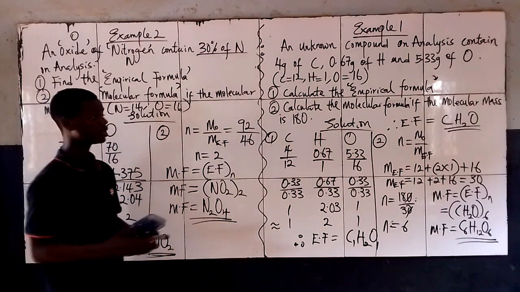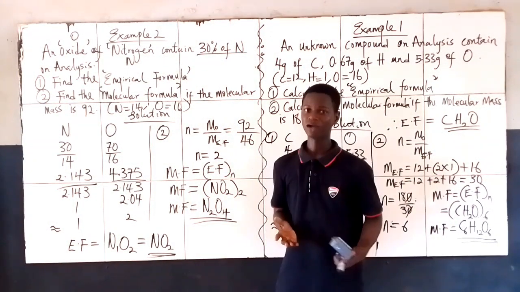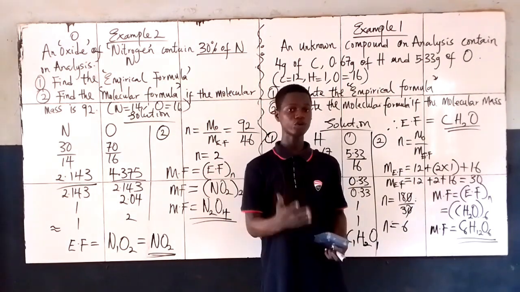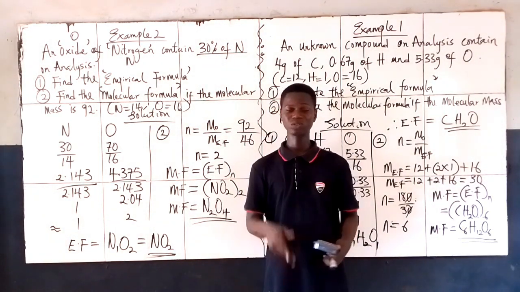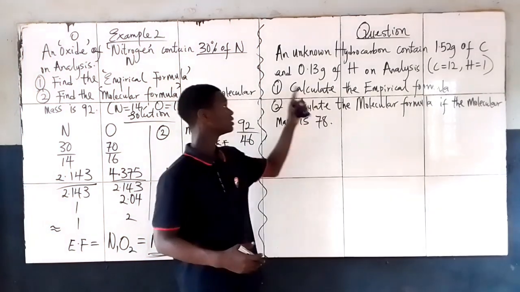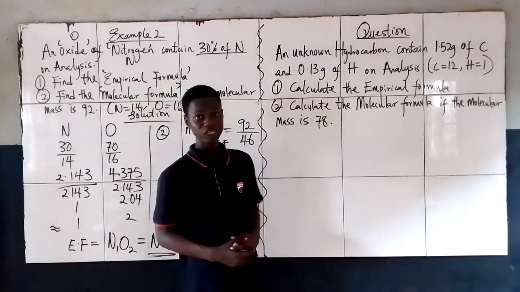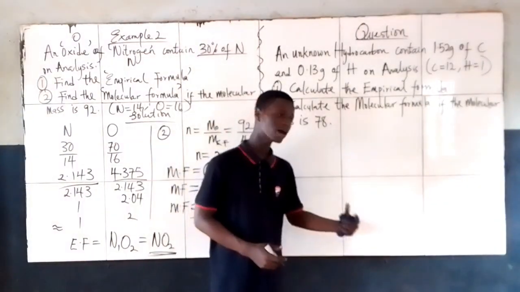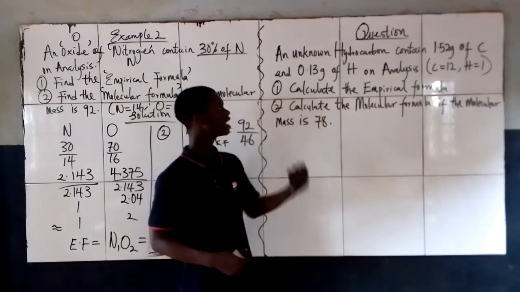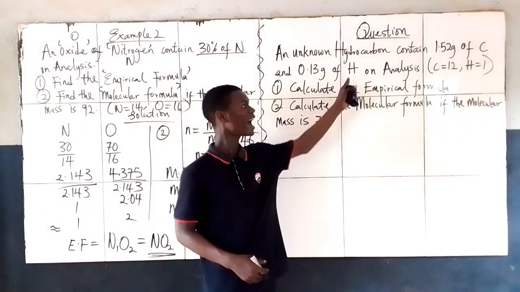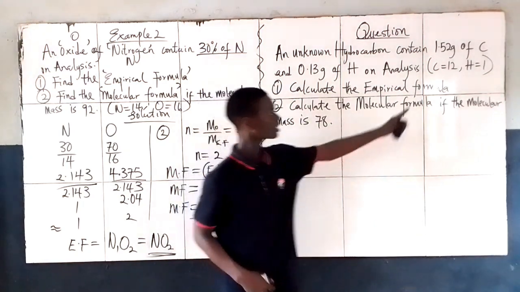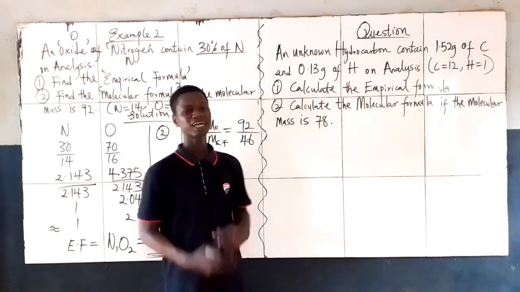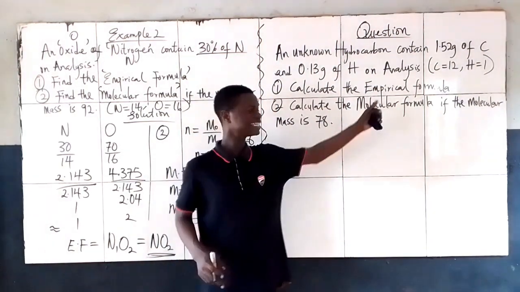I hope you clearly understood how I solved for the empirical formula and also how I solved for the molecular formula. So now, we're dropping one question for you to try your hands on. Alright guys, here is the question you are asked to solve. It reads: an unknown hydrocarbon contains 1.52 grams of carbon and 0.13 grams of hydrogen on analysis. You were given the atomic masses of carbon and hydrogen. Carbon is 12, hydrogen is 1. The first question is for you to calculate the empirical formula.